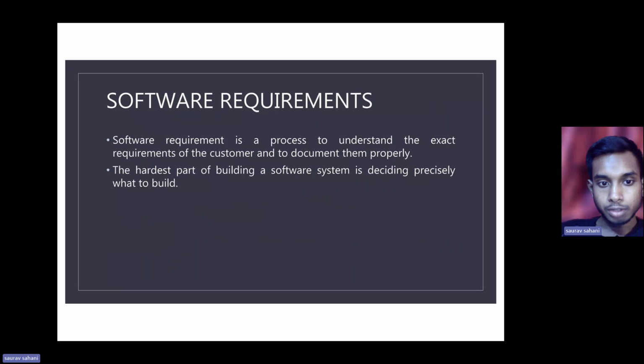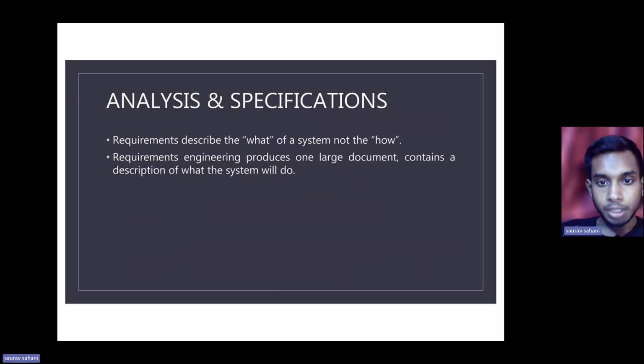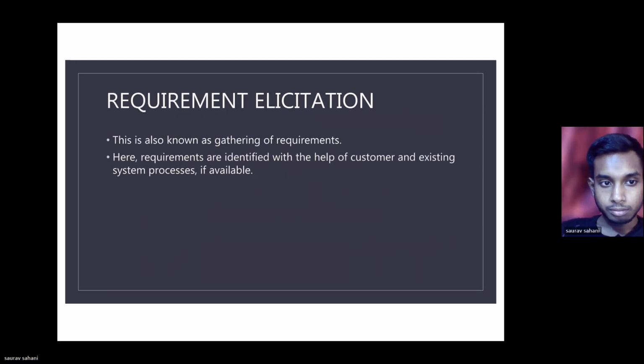Software requirement. Software requirement is a process to understand the exact requirement of the customer and to document it properly. The hardest part of building a software system is deciding precisely what to build. Analysis and specification. Requirement describes the what of a system, not the how. Requirements engineering produces one large document containing a description of what the system will do.